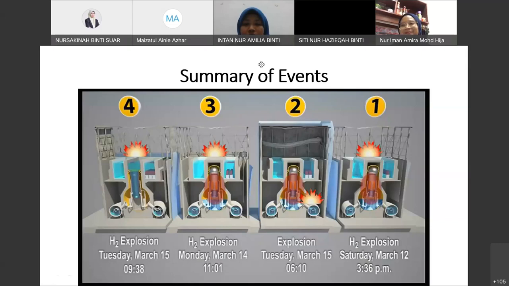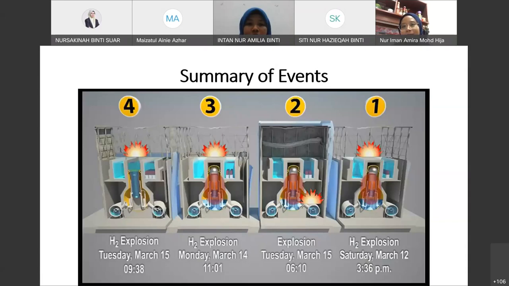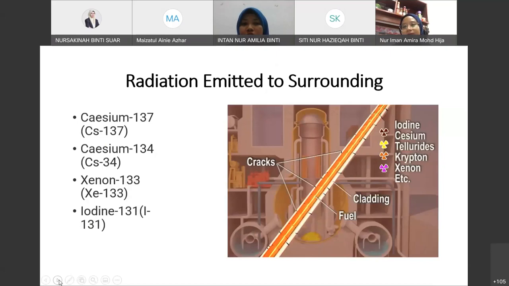But for reactor number 4, even though it was not operating during that time, it was still affected because it shared the valve with reactor number 3. So the hydrogen from reactor number 3 traveled to reactor number 4 and interacted with the oxygen and caused an explosion. Next. So this was the radiation that was emitted to the surroundings, and it contains cesium-137, cesium-134, xenon-133, and also iodine-131.